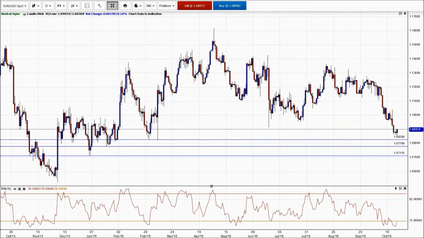So I think the moment we're trading around about 1.09, we've got levels coming in. We've got lows from February this year at 1.0825, then from January 1.0780-ish, and then just ahead of 1.07 from the end of last year.